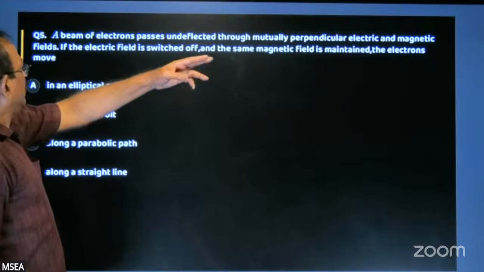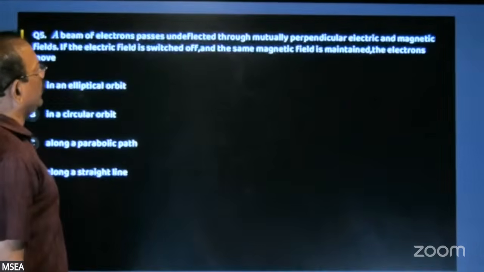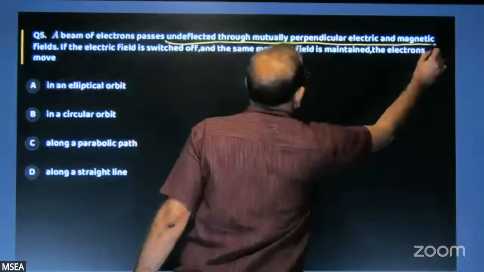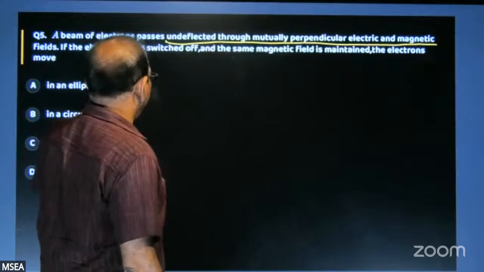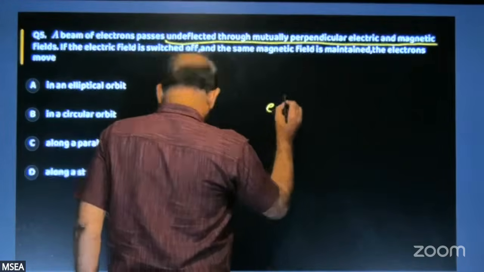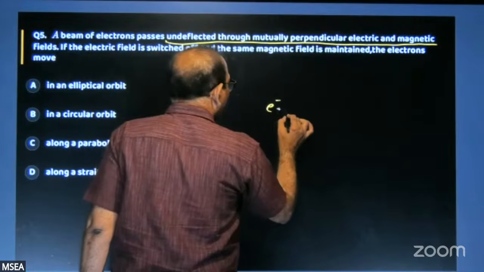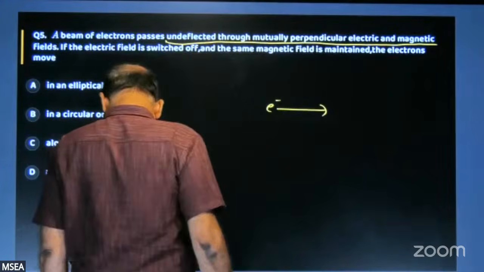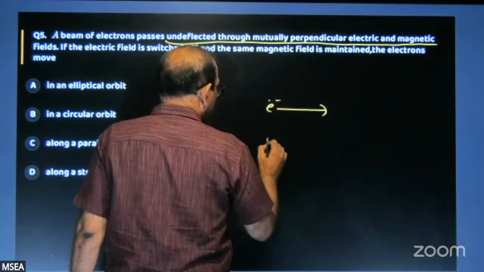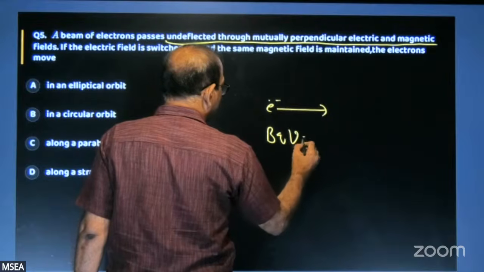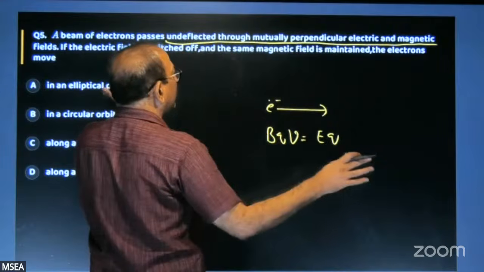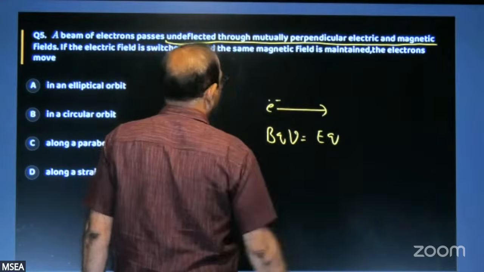A beam of electrons passes undeflected through mutually perpendicular electric and magnetic fields. Both magnetic field and electric field are there, and the electron beam is passing undeflected, going straight. That indicates that the magnetic force BQV and the electrical force EQ are equal and opposite, cancelling each other. That's why it is going straight.